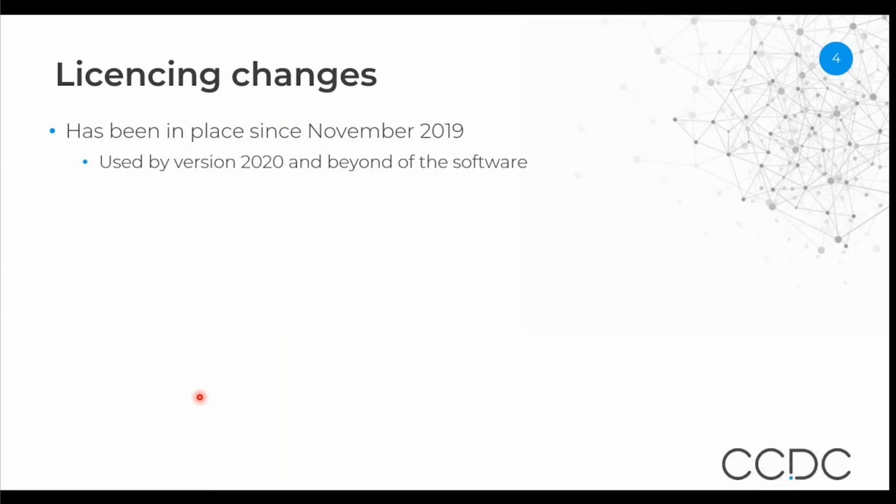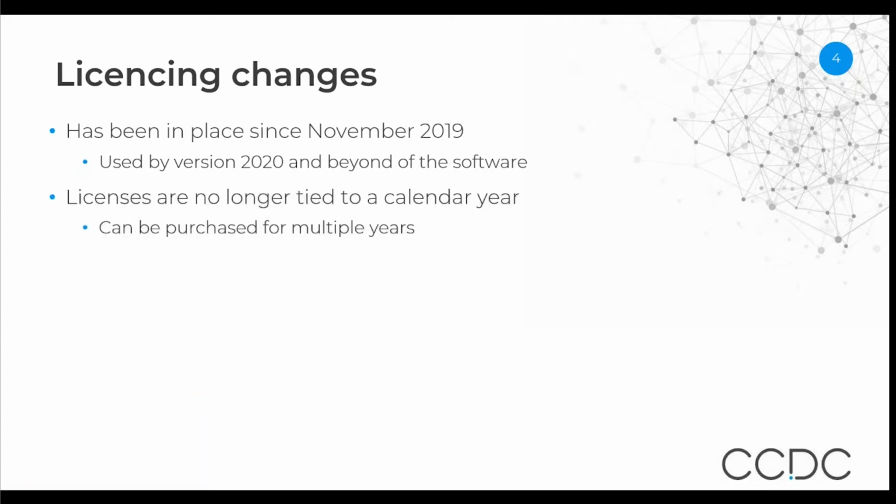We did replace our previous license at the end of November of 2019. So November 2019, we instituted this new licensing system. It's compatible with any version of our software starting from 2020 and beyond. Some of the benefits of this change are that your licenses are no longer tied to a calendar year. So if it's easier for you to start your licenses in March, going on to February of the following year, you do have that flexibility.